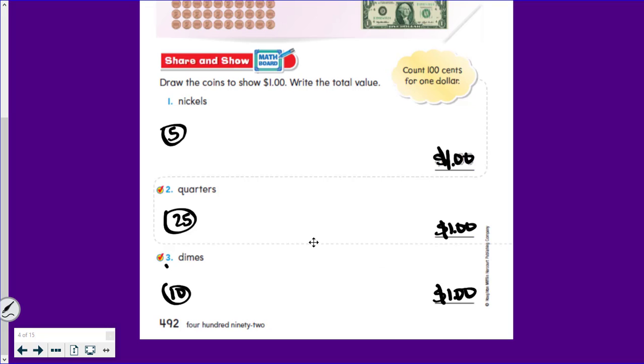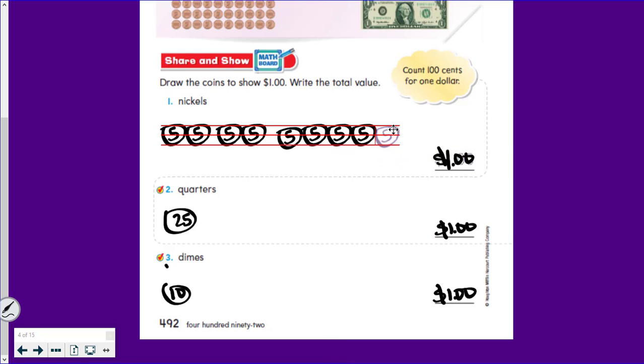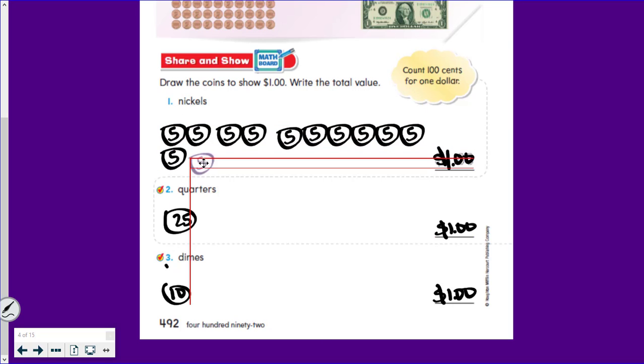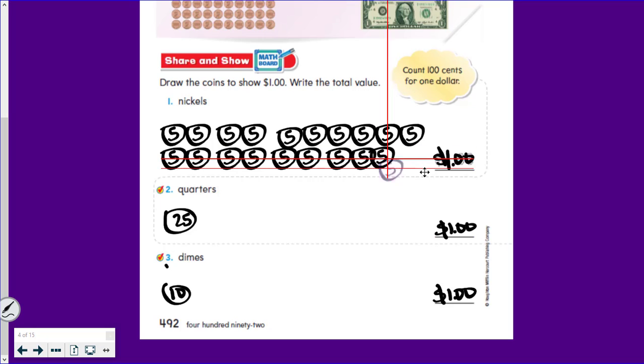So let's see. $1 in nickels. I've got to count by 5. So 5, 10, 15, 20, 25, 30, 35, 40, 45, 50. So we're halfway there. 55, 60, 65, 70, 75, 80, 85, 90, 95. We're almost there. 100.